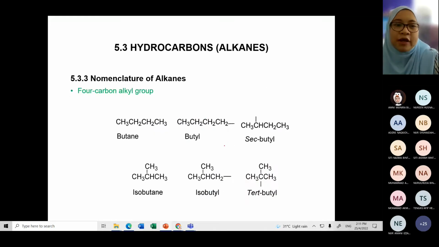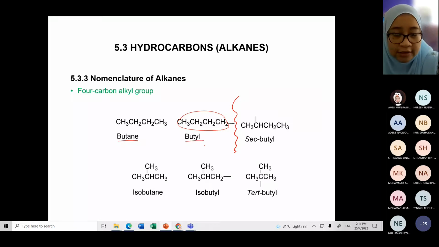What if we have a 4 carbon alkyl group? If that is the only chain that we have, it becomes the parent, so it is called butane. What if this butane becomes a substituent? Imagine we have a longer parent chain here, so this would become the substituent. When this 4 carbon alkyl group becomes a substituent, it is called butyl.